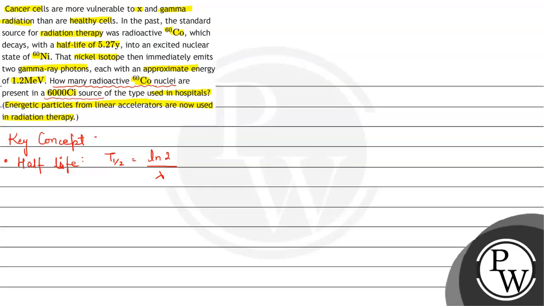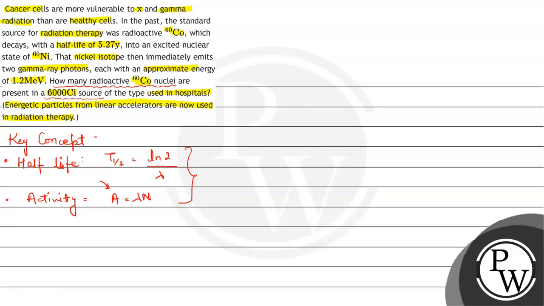The second key concept is activity. Activity is given by the formula A is equal to lambda n. It is the rate of decay of nuclei per unit time. So now, considering these two key concepts, we can jump right into our solution.